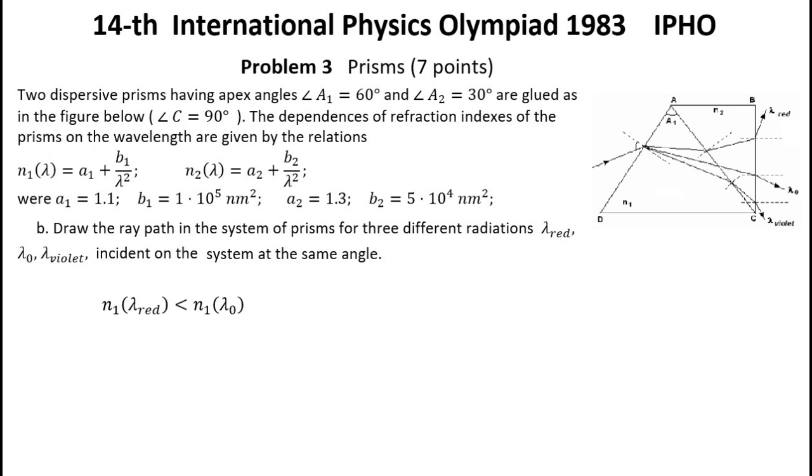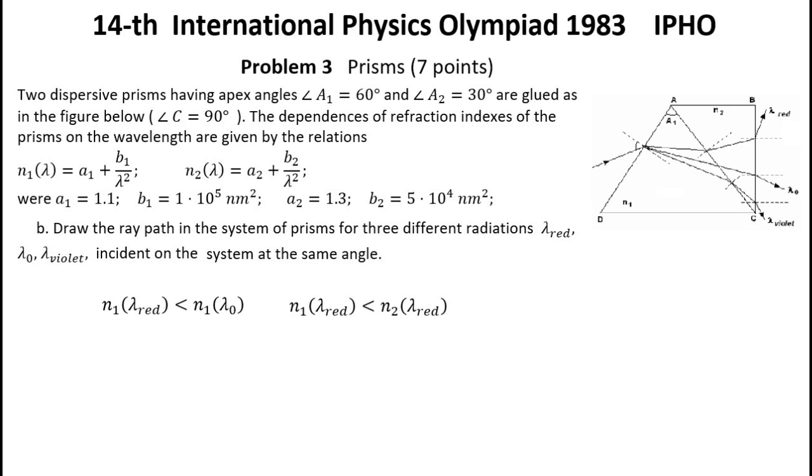Next, since n1 of lambda red is less than n1 of lambda 0, on the first face AD the red ray will go above the lambda 0 ray. And further, since n1 of lambda red is less than n2 of lambda red, the red ray will deviate upward after refraction at the boundary AC. And it will deviate even more at the boundary with air.